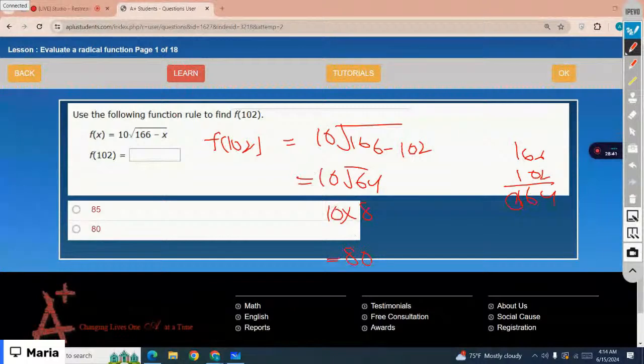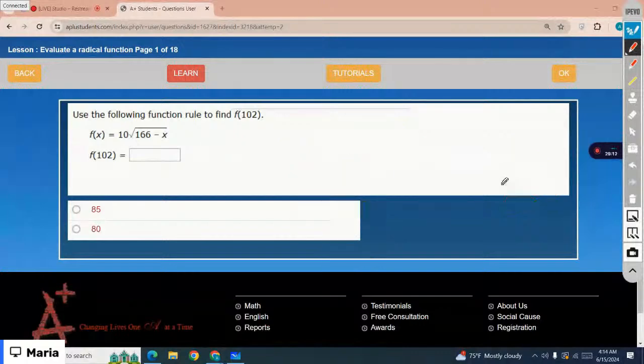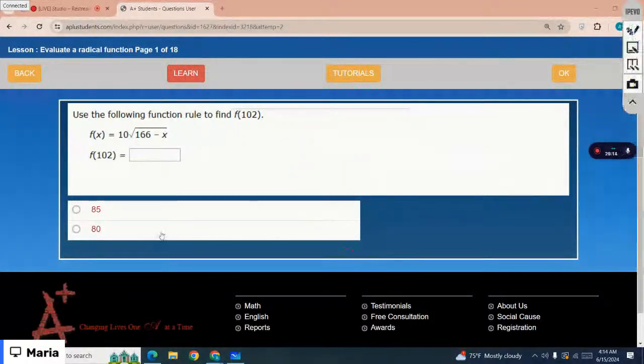Got it? That's how you have to replace the variable x with a value and then you have to simply solve. So that is 80. Option number 1 is the correct option. The correct option is 80. That's option number 2, the correct option, right? Let's just move on to the next example.